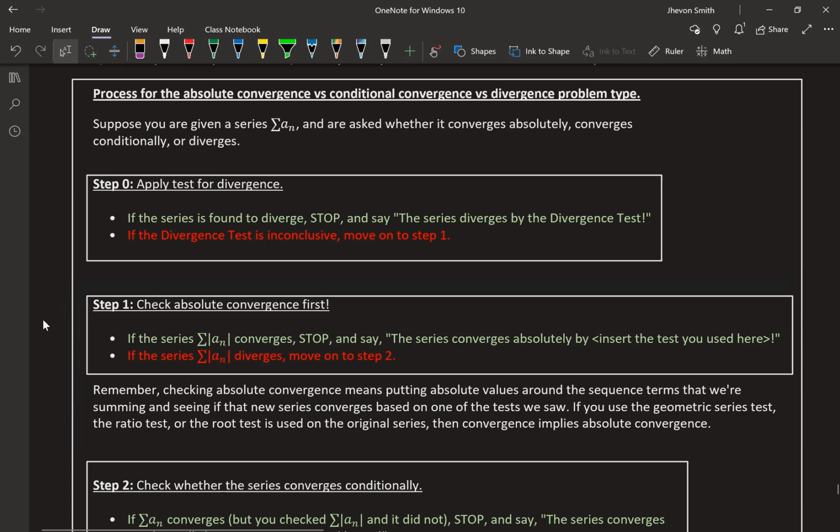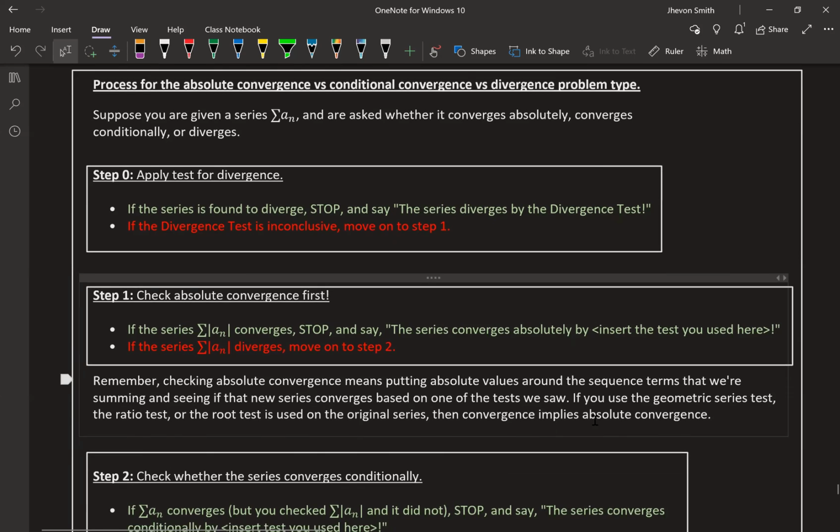You want to check absolute convergence first. So you're going to put absolute values around the series terms, and then you're going to run one of the series tests that I taught you earlier. Then, if it does converge, you're going to say the series converges absolutely by whatever test you used. If it diverges, then you move on to the next step.